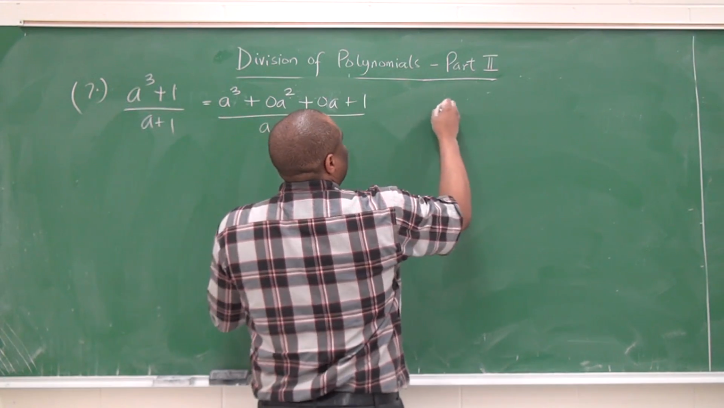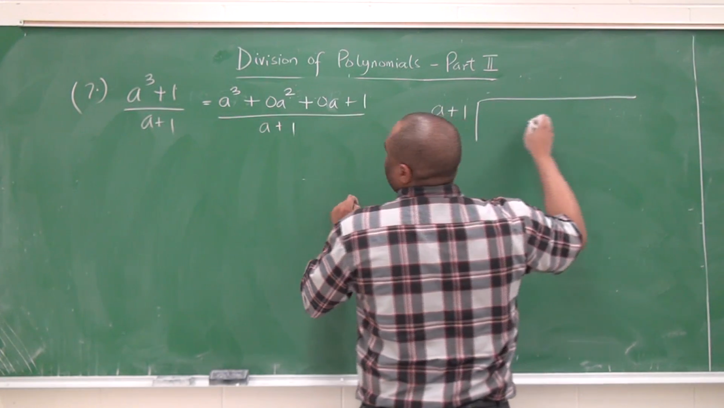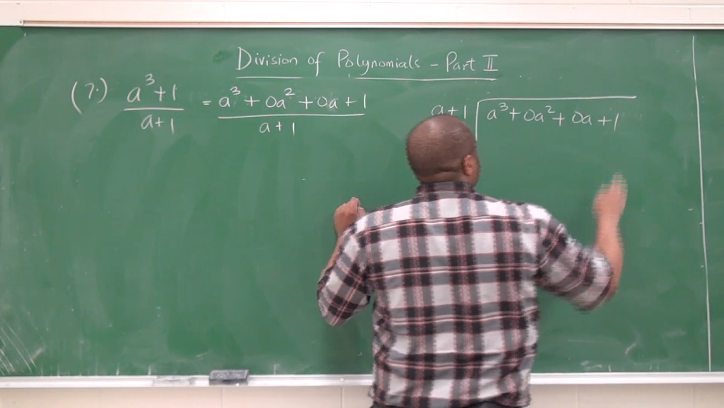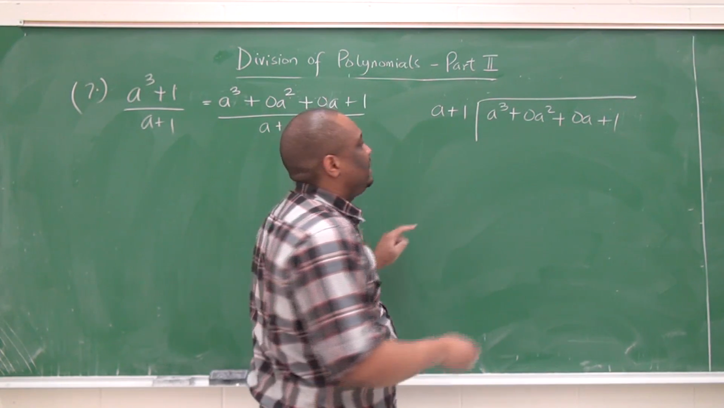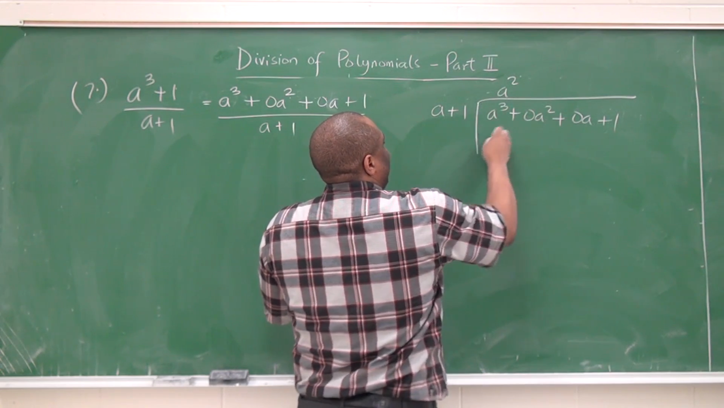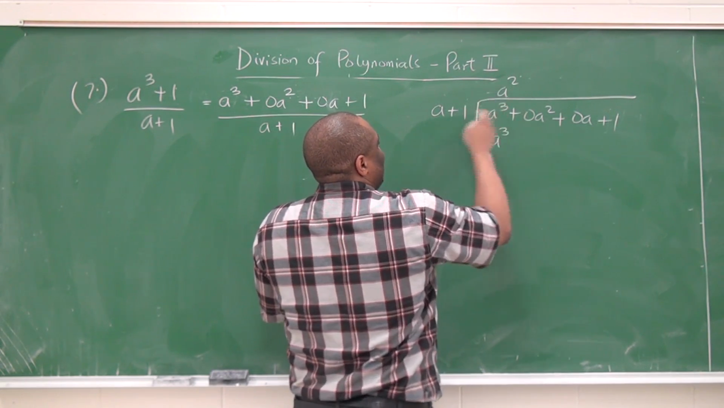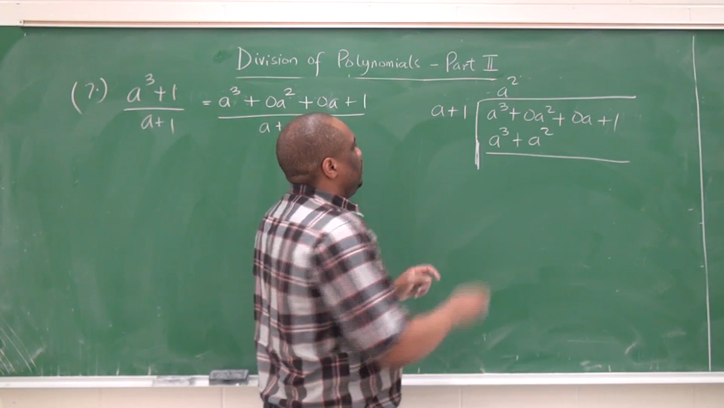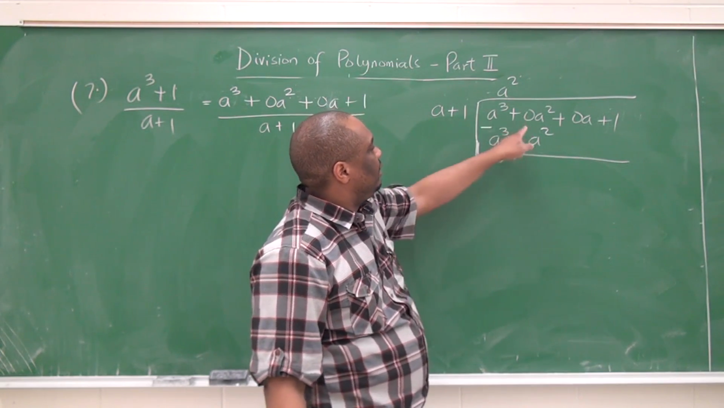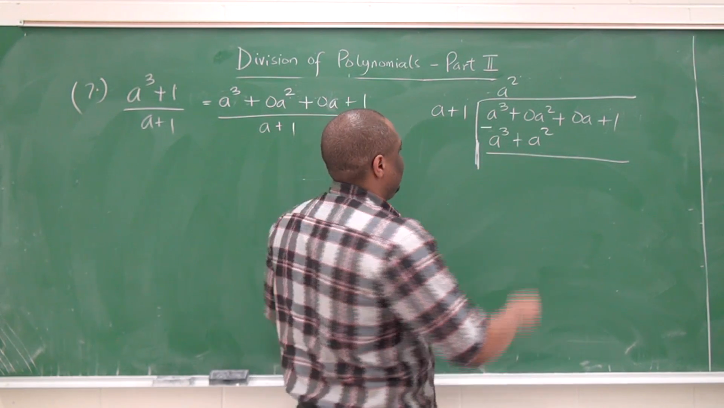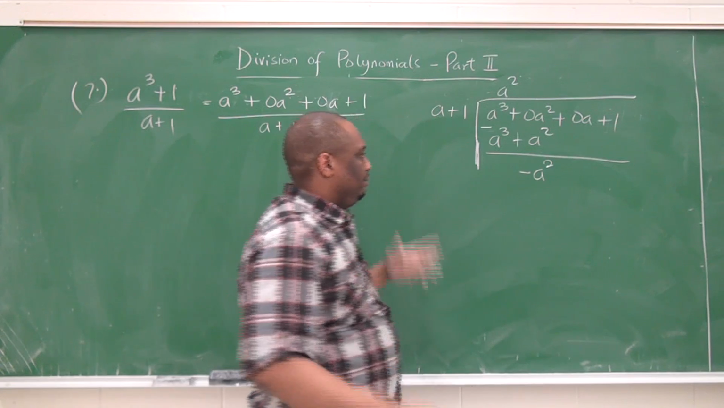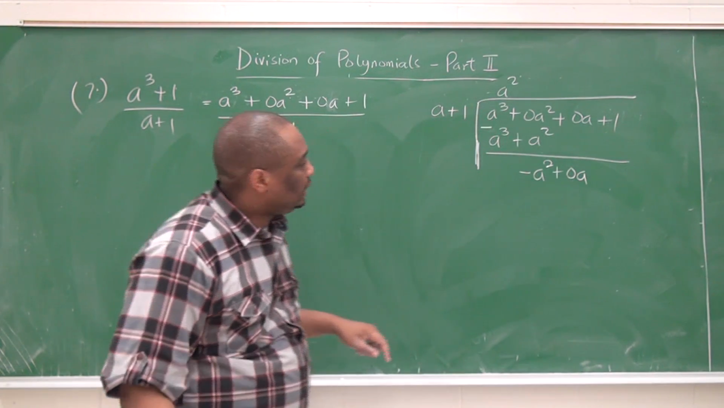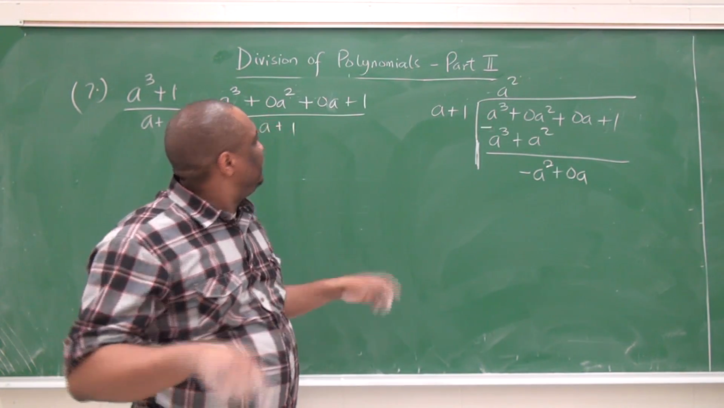Right? So we set it up now. A plus 1 divide a cubed plus 0a squared plus 0a plus 1. A cubed divide a is a squared. A squared times a is a cubed. Then a squared times 1 is a squared. Okay, so it's lined up. So you put the minus here. A cubed minus a cubed is gone. 0 minus a squared is minus a squared. And then you bring down what? Plus 0a. Then all we have here is division by binomials.